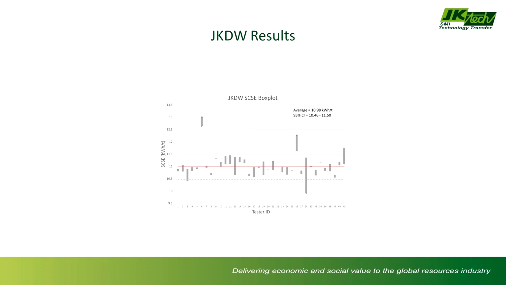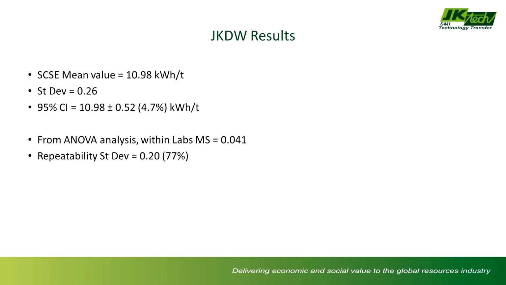So for the analysis of these results, easy, we just get our average mean value, which in this case, because we're looking at the SCSE, we got 10.81. Associated standard deviation, which then is used to calculate your 95% confidence interval, which is your effective error in the test method. So for this, we did quite well.